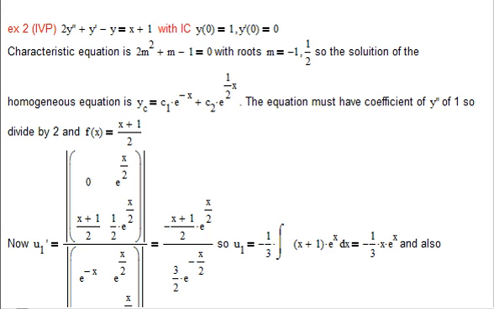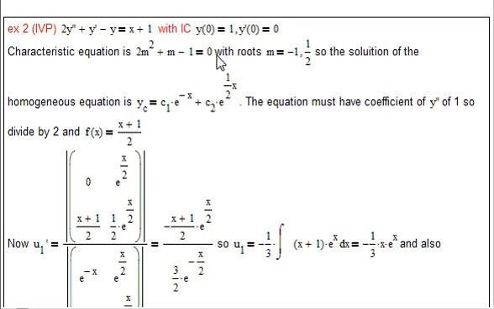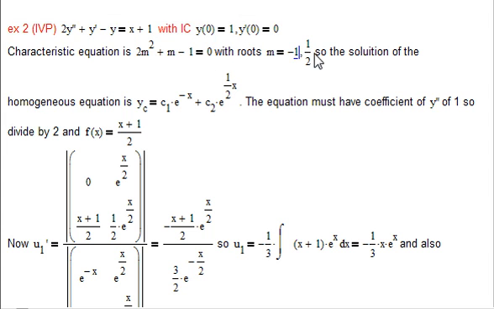Our next example is an initial value problem. Okay, so let's tackle this one right away. We've got 2y double prime plus y prime minus y equals x plus 1, and initial conditions y(0) equals 1, y prime(0) equals 0. So the characteristic equation, 2m squared plus m minus 1 equals 0, has roots negative 1 and 1/2, that any algebra student could find.